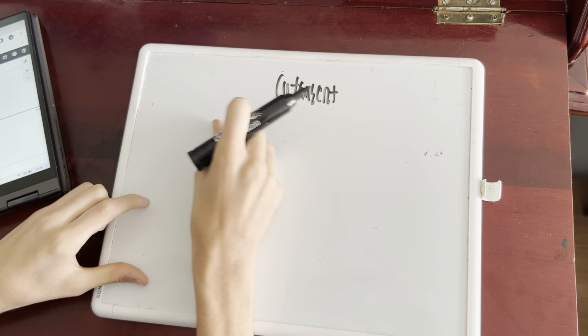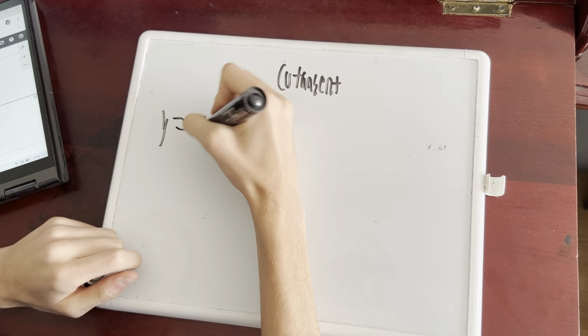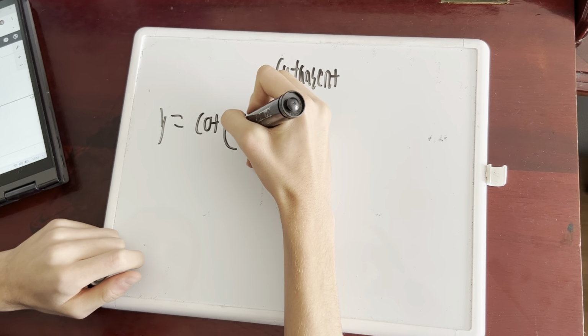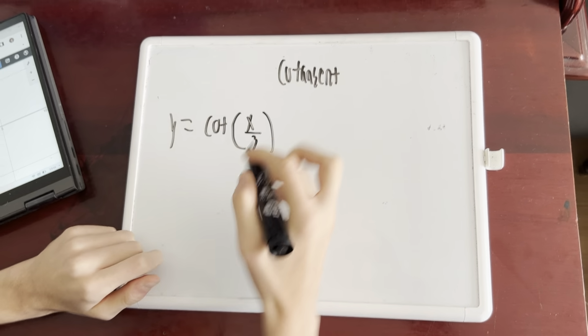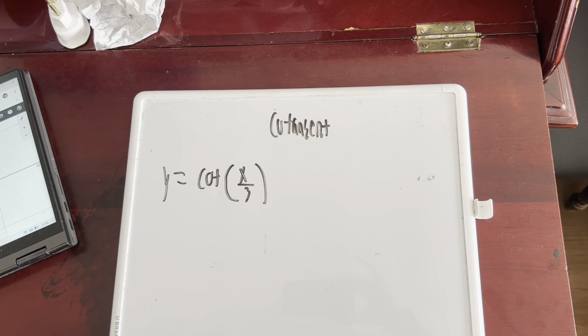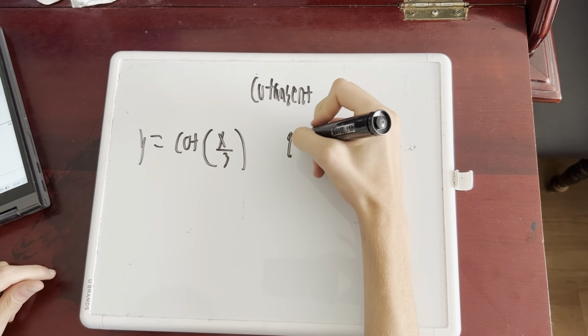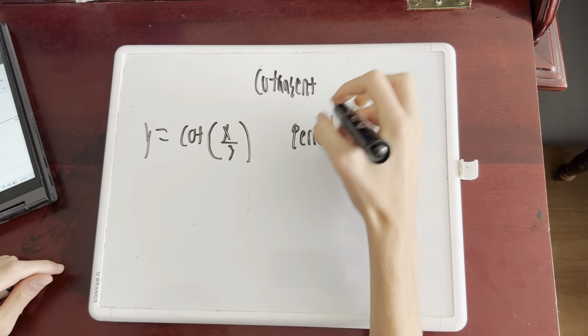So let's say we have y equals cot x over 3. A lot of students get confused when they see this, and that's why I'm trying to make it clear for you guys now. So your amplitude, you don't care. So you go straight to your period.